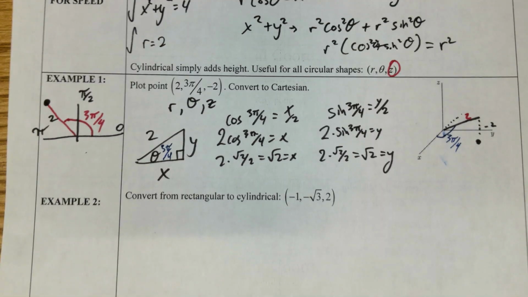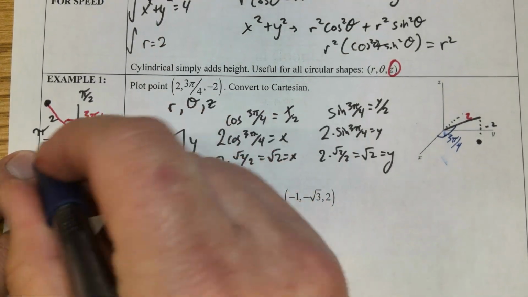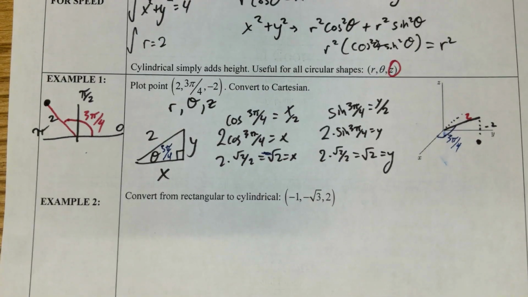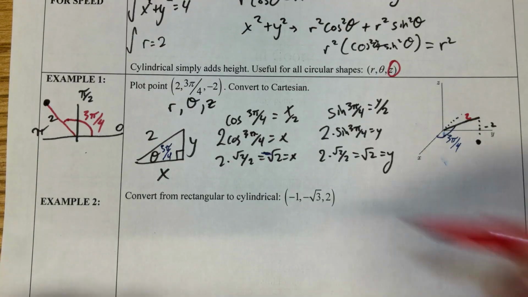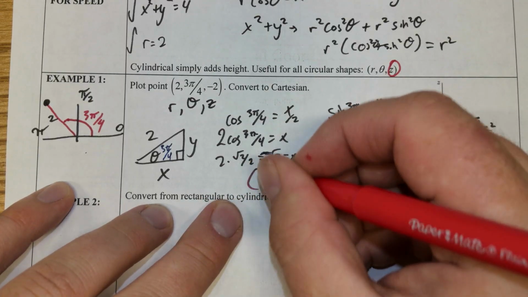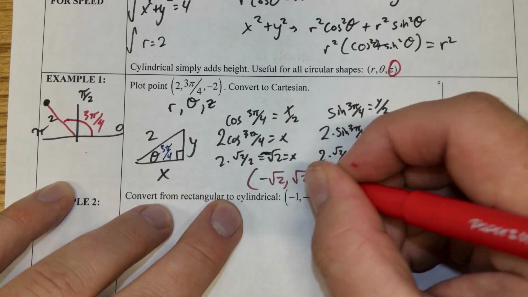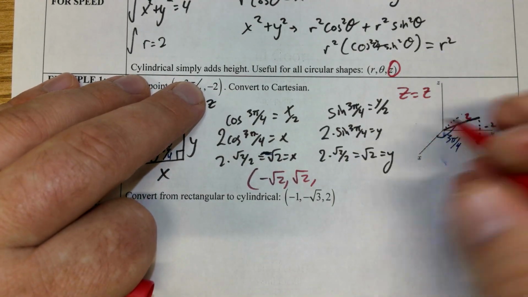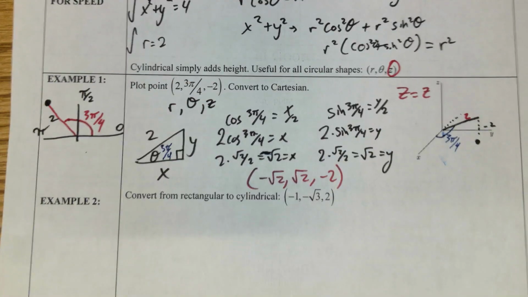I made a mistake. I already see it. Because this thing is in the negatives for x, I just dropped that negative. This should be a negative rad 2. So when I come to my final coordinate, I have negative rad 2, I have positive rad 2, and for z, remember, z is equal to z on this front side: negative 2. Done.